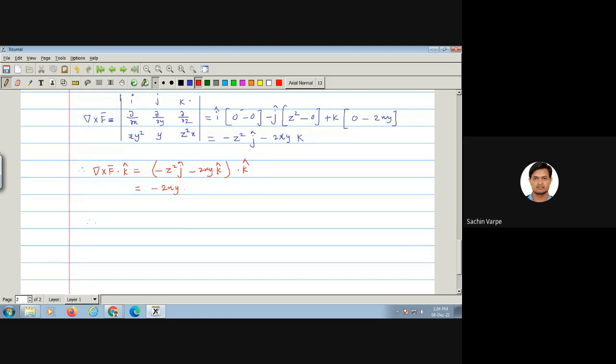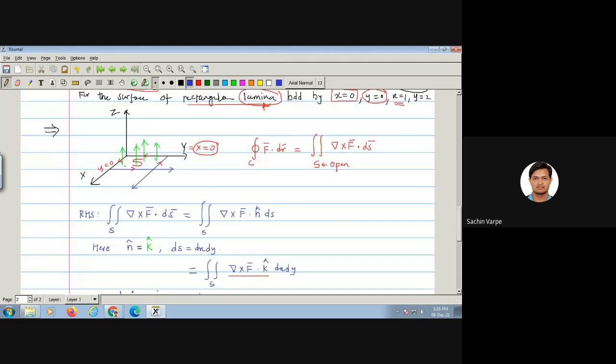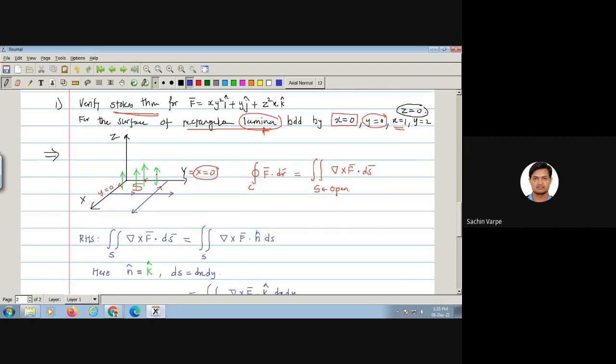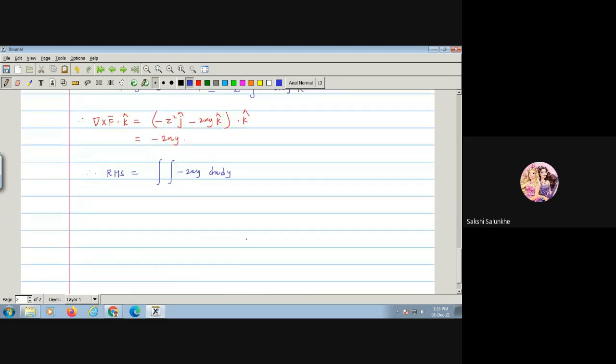So we substitute into the integral. Therefore, RHS is the integral of del cross F bar dot k cap, that is minus 2xy, minus 2xy dx dy over the region R. So here we can see the region R is nothing but a rectangle, right? What are the limits of x and the limits of y? x varies from 0 to 1 and y varies from 0 to 2. Right? Both the limits are constant here.